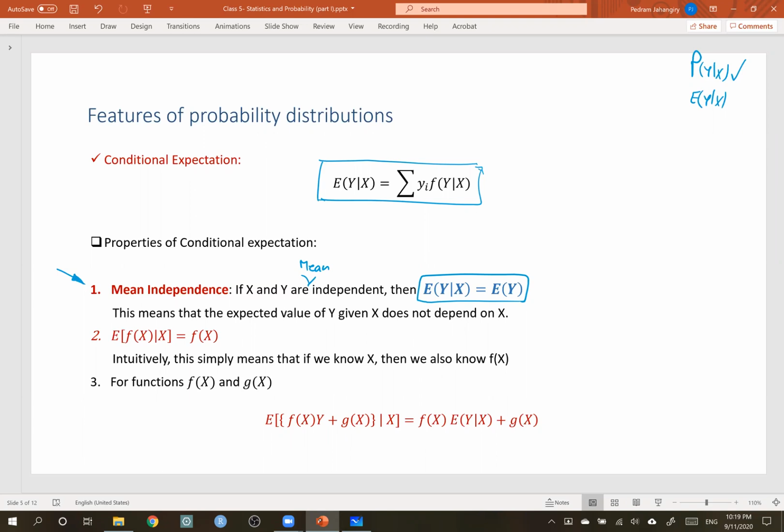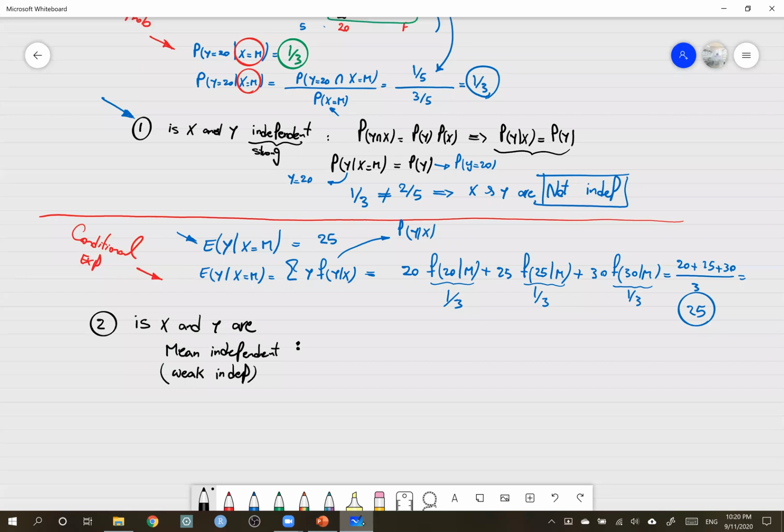And do not confuse this with our strong independence, which was probability of y given x is equal to probability of y. Here we say that the probability of y is independent of x for every single value of y itself. Here we say the expected value of y is independent of x. So the average of all those y's is independent, right? So we're going to see that this is a weaker version than the strong independence. All right, so let's go on the whiteboard and see if we can prove it intuitively.